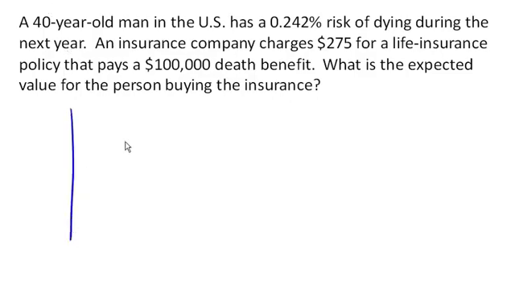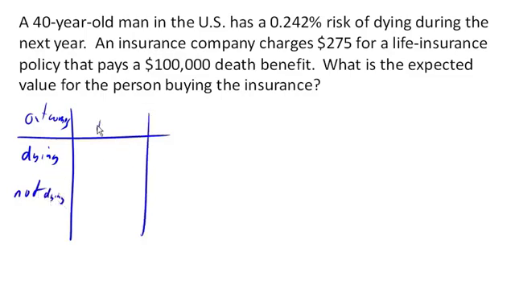So there's two possible outcomes here. Outcome number one, of course, is dying, and outcome number two is not dying. And each of those has an associated probability. The probability of dying, presumably, is 0.00242, and the probability of not dying, then, is the complement of that, which is 0.99758, right? 1 minus the probability of dying.